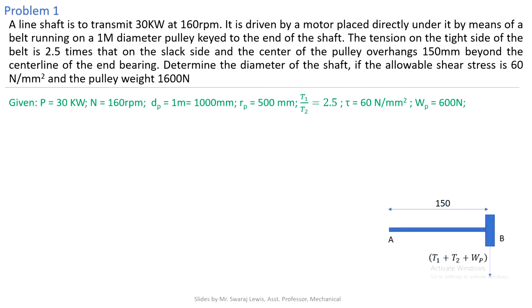Given power 30 kilowatt, RPM N is 160, and diameter of the pulley is given as 1 meter. So we'll convert it into 1000 mm. And we'll write the radius because we need it for the calculation. And for the tension on the tight side and the slack side, we say tight side as T1 and slack side as T2. So T1 by T2 is 2.5. Shear stress is given, the pulley weight is given. So we'll solve this problem.